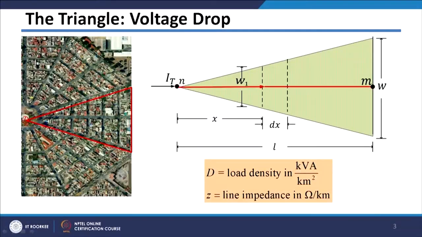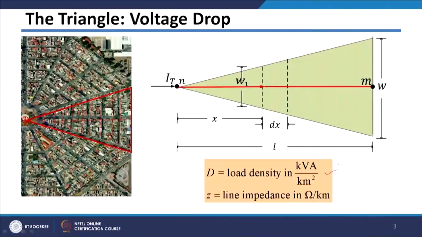As we have seen in the last lecture, various geometrical configurations can be used for getting an approximate value of voltage drop and power loss. In this case, consider a triangular area. We can assume that the substation is somewhere here, and there is a primary feeder going into this area, with laterals connected to the primary feeder, supplying power to the various consumers inside this particular area.